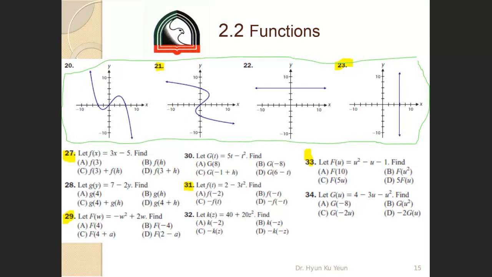Which of these graphs represent a function? Only 20, 20 and 22, 20, 21 and 22, or all of them?